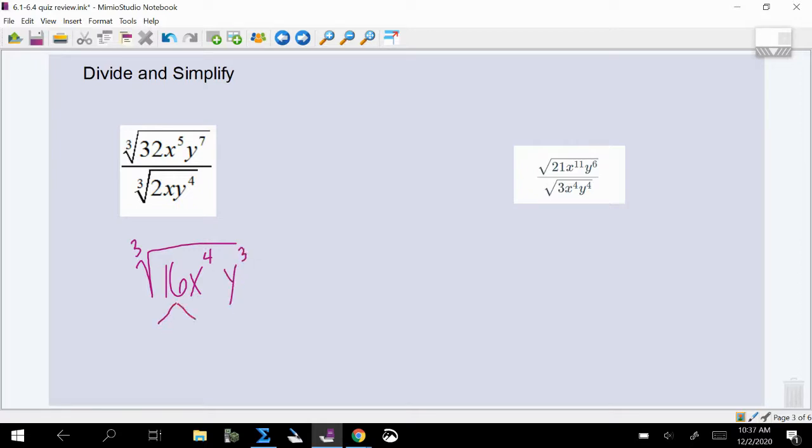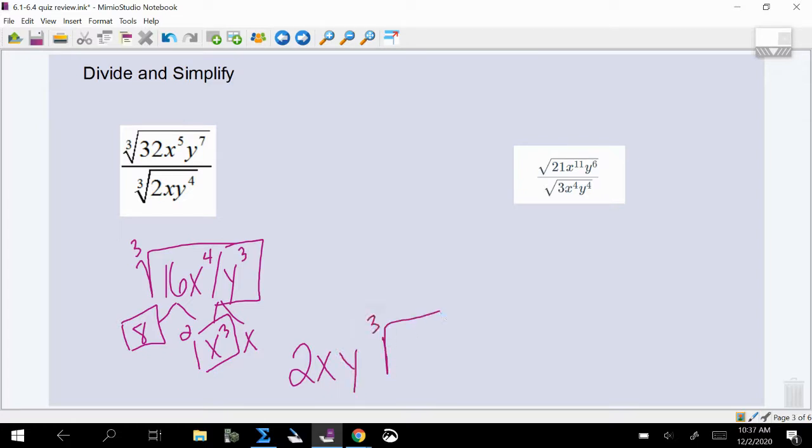16 is not a perfect cube, but 8 is. X to the fourth is not a perfect cube, but x cubed is, with an extra x left over. And y to the third is already perfect. So I'm going to take the cube root of all my perfect pieces. So cube root of 8 is 2. Cube root of x cubed is x. Cube root of y cubed is y. And the only thing I'm left with is a 2x under the cube root.